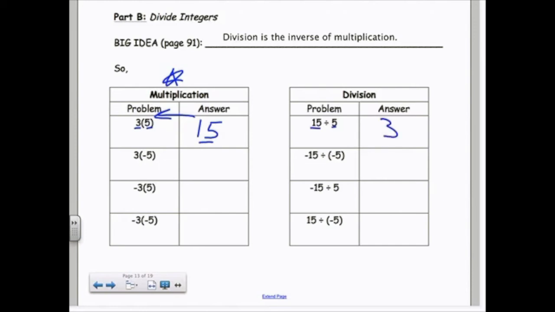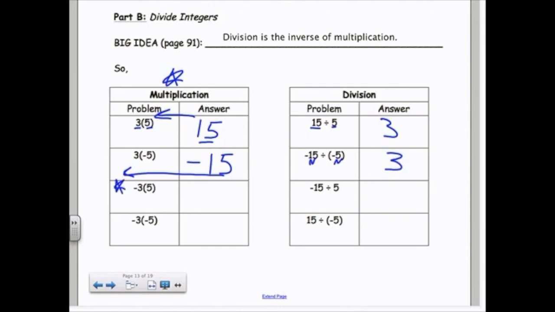So now we're going to do this one. 3 times -5, signs are different, so I know it's -15. So now I'm going to go backwards. If I go backwards, I'm looking at -15 divided by -5 to get +3. Let's see if that makes sense. -15 divided by -5 is +3. The reason why is because they're both negative, and when you're multiplying or dividing and signs are the same, the answer is always positive.